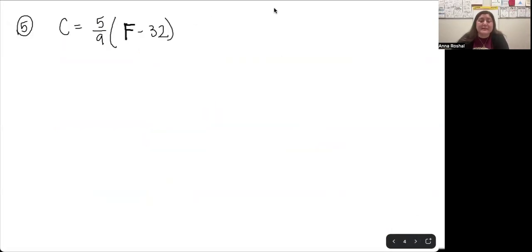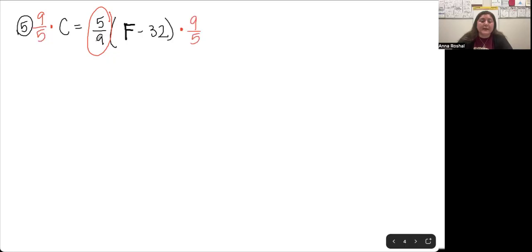Okay, so now we have this one. This is a pretty typical problem because this is the conversion rate between Celsius and Fahrenheit. Some people like it when they have the Fahrenheit and they're looking for the Celsius, and some people like the Celsius when they're looking for the Fahrenheit. It is what it is. So here's what we're going to do. We are going to eliminate this fraction first, and the way we're going to do that is multiply both sides by 9/5.